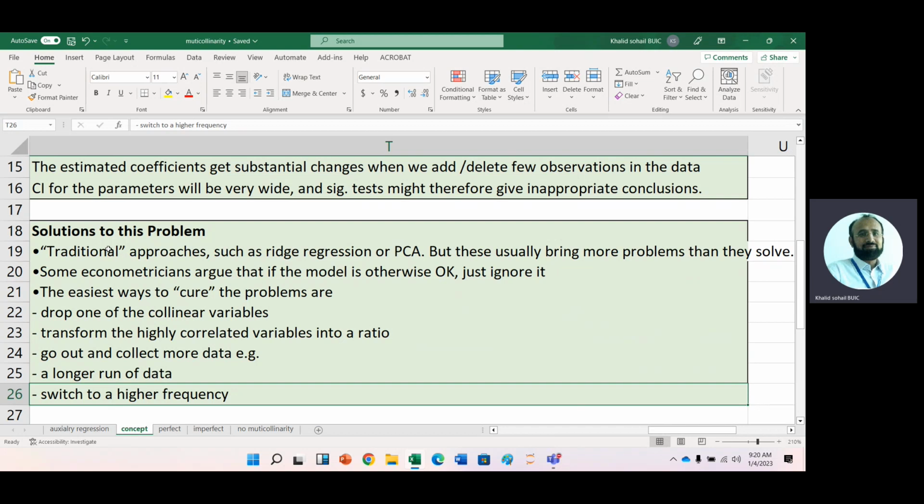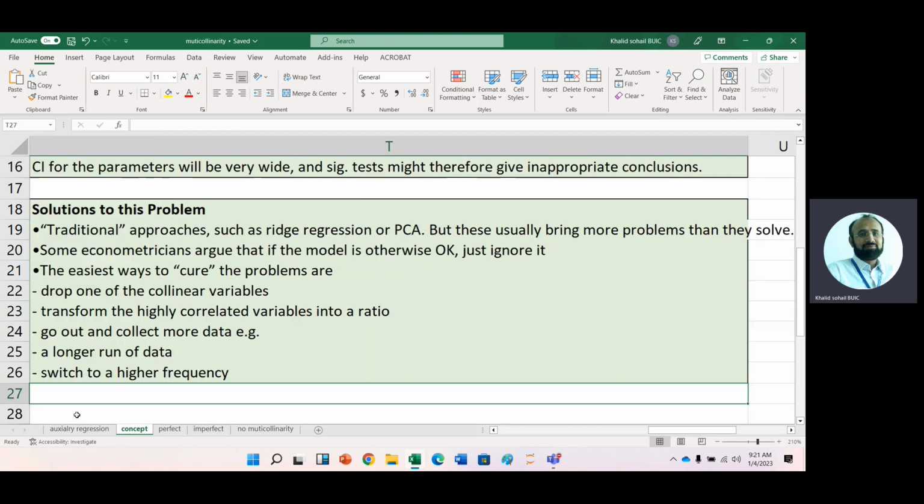Now, the easiest way to clear the problem is that we drop one of the explanatory variables that is very much collinear with the other explanatory variables. The second thing is that we can transform the highly correlated variables into a ratio as well. Third, we can go out and collect some more data, like a longer run of data, or we can switch to higher frequency. Like if the data is on an annual basis, we can switch to semi-annual, quarterly, or monthly. So this is about the main concepts of multicollinearity.